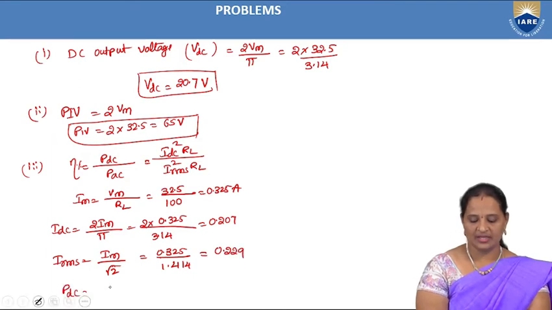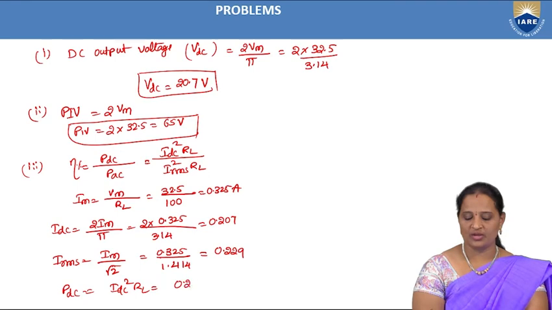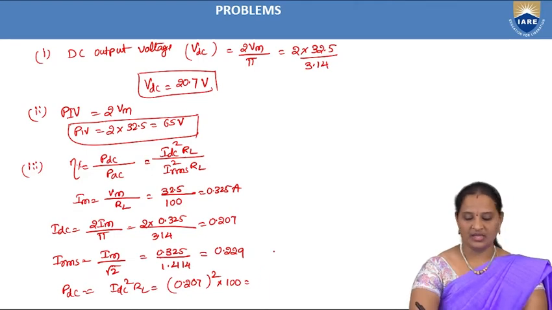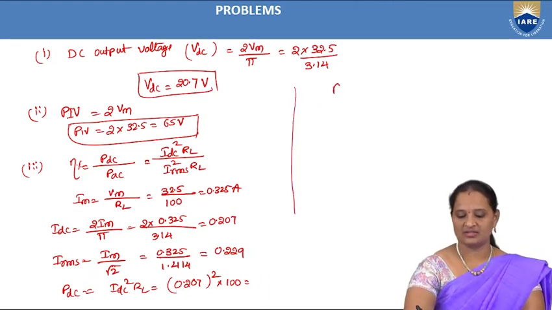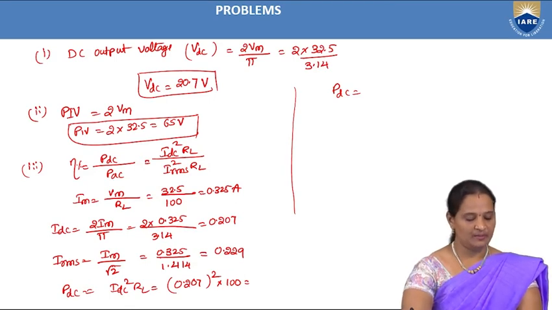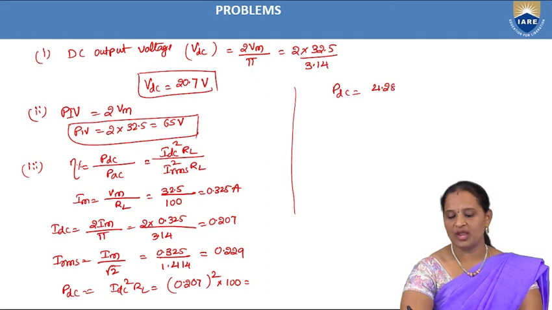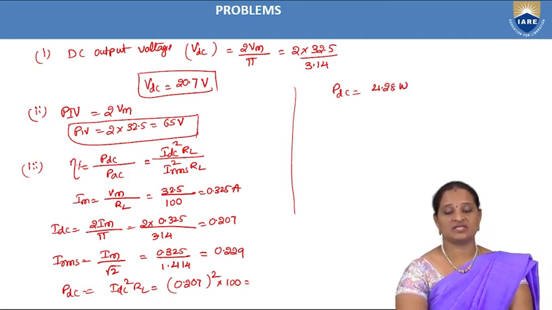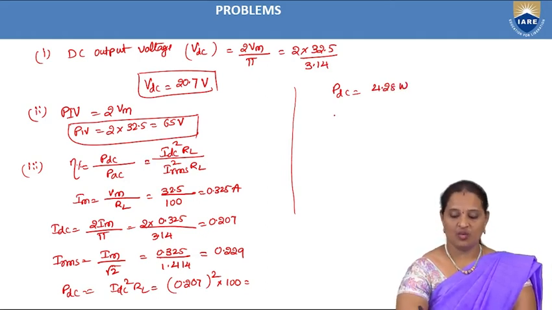Then PDC. The PDC value is IDC square into RL. As you know, IDC is 0.207, whole square, into RL which is 100. So if you evaluate this, PDC will be 4.28 watts. Power is always measured in terms of watts.